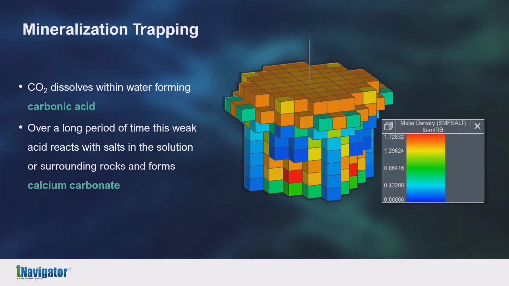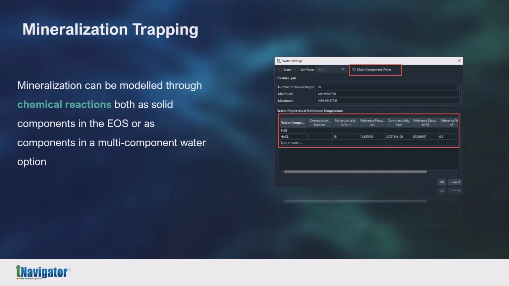In case you have carbonate in the surrounding rocks, you would be forming calcium carbonate. If you have more magnesium, you might be forming magnesite. But there's different ways of doing this, and I will touch upon that in a second. But meanwhile, we can do chemical reactions either as where the components are part of the EOS or as part of a multi-component water option. In this example here, we can see the H2O and sodium chloride as components in the multi-component water option, which is very easy to set up using PVT Designer as well.